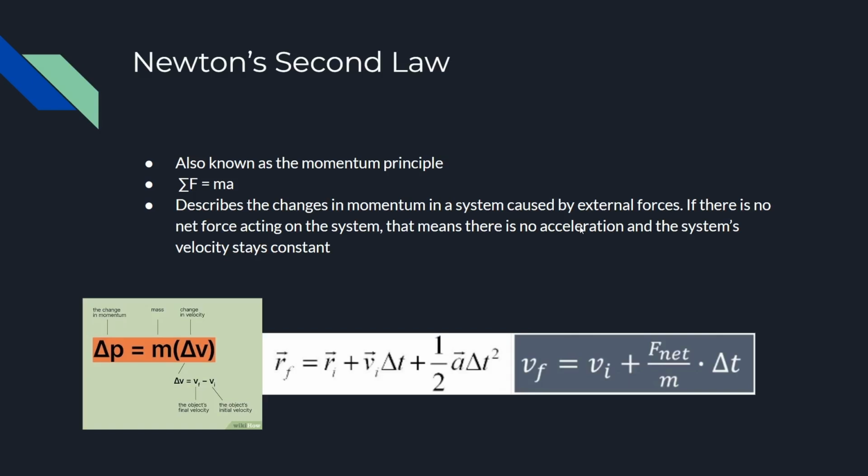Newton's second law is the principle that I'll be using in this lab report. It is also known as the momentum principle and states that the sum of forces equals mass times acceleration, and it describes the changes in momentum in the system caused by external forces. If there's no net force acting on the system, that means there's no acceleration and the system's velocity stays constant. As we can see in the position and velocity update formula, if the acceleration is 0, acceleration times time will be 0, and the final velocity will be equal to the initial velocity, which means there's no change in velocity. If there's no change in velocity, the update of position will be constant.